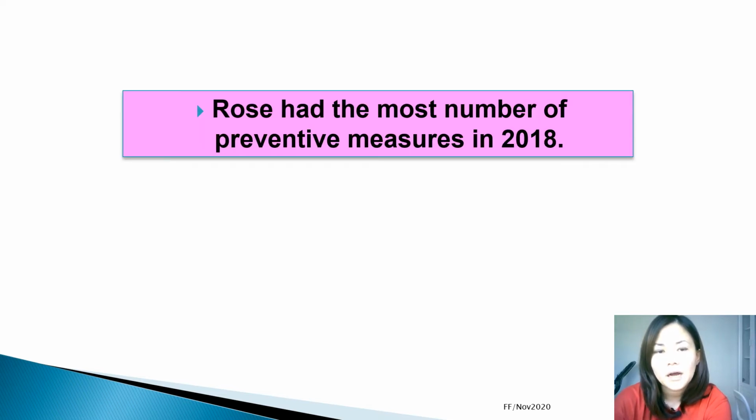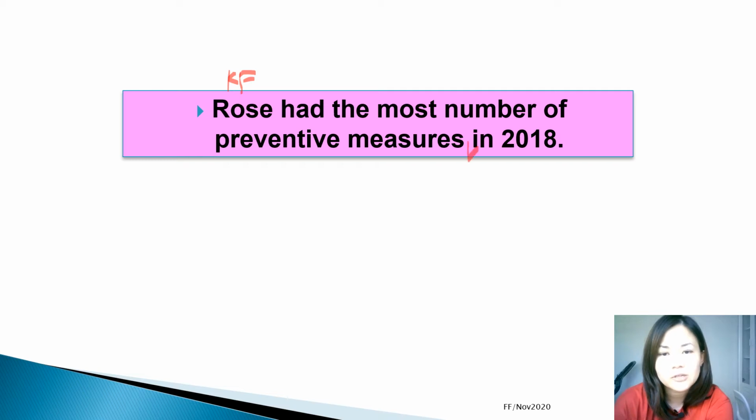Continue. How about this? Roast had the most number of preventative measures in 2018. Roast, so this one is a key feature. The most number of preventative measures in 2018. How about this? Is it correct? I'm sure you have already gotten your answer. The most number of preventative measure.